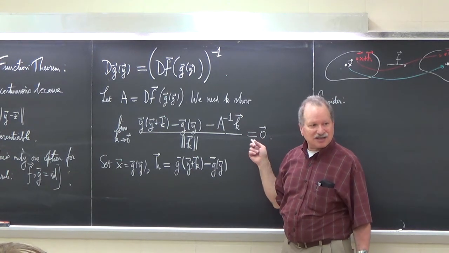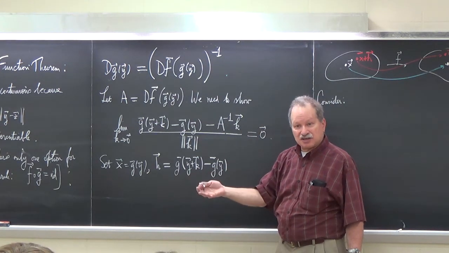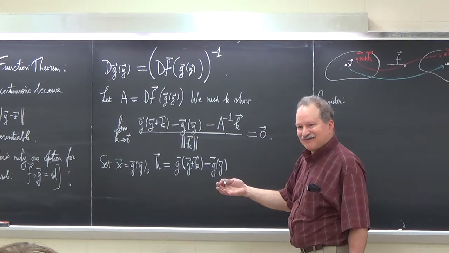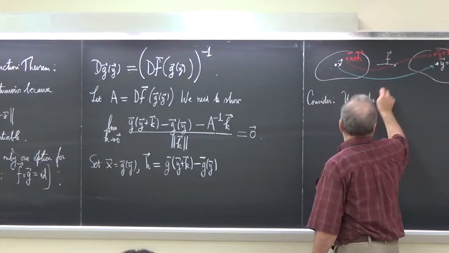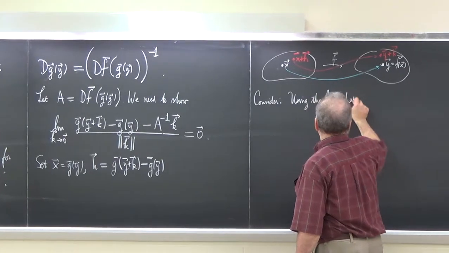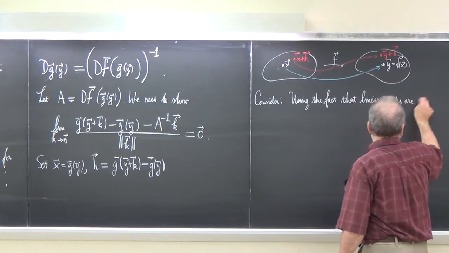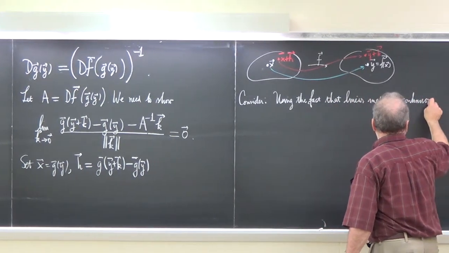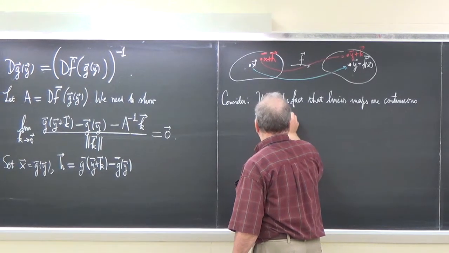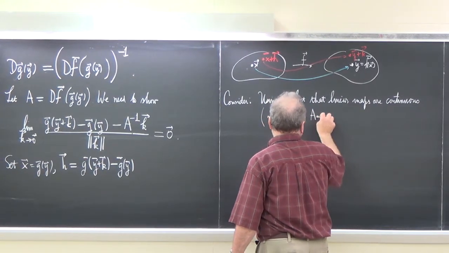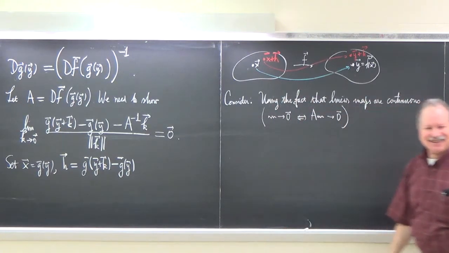No, because linear maps are continuous. So a times something goes to 0 if and only if the something goes to 0. Remember? So using the fact that linear maps are continuous, blah goes to 0 if and only if a blah goes to 0. Is that okay?